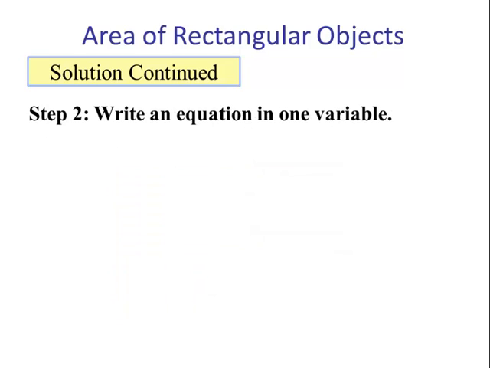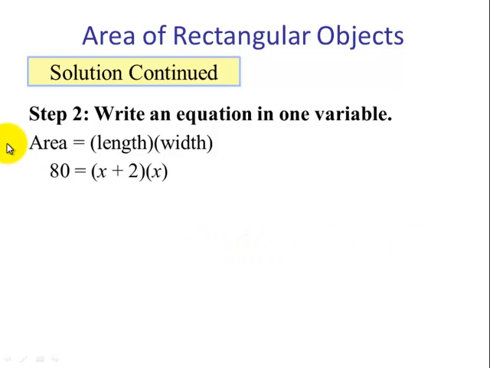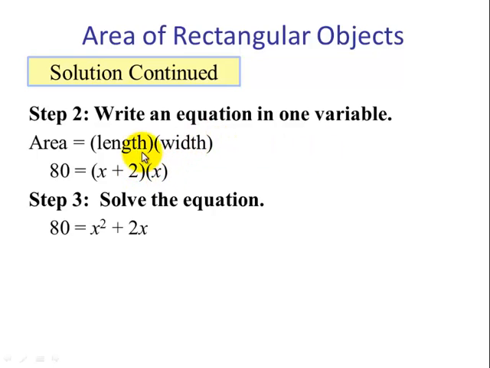Step number 2, write an equation in one variable. The formula for the area of a rectangle is length times width. From the problem we are given the area is 80, the width was x, and the length is x plus 2. We solve the equation for step number 3, so we distribute the x and we get 80 equals x squared plus 2x. Subtracting 80 from both sides, we have 0 equals x squared plus 2x minus 80.